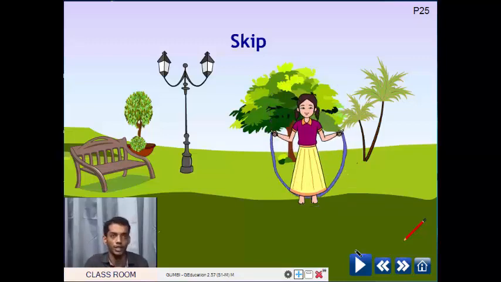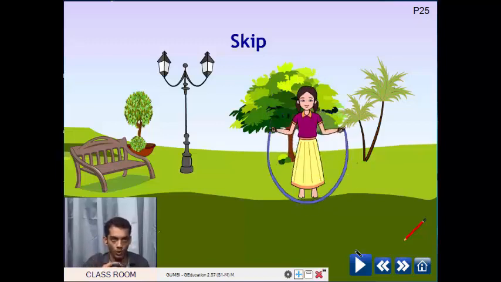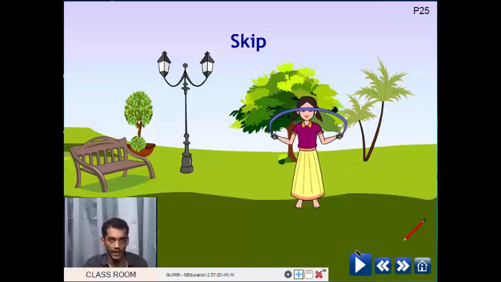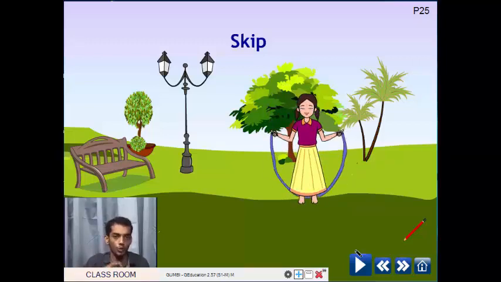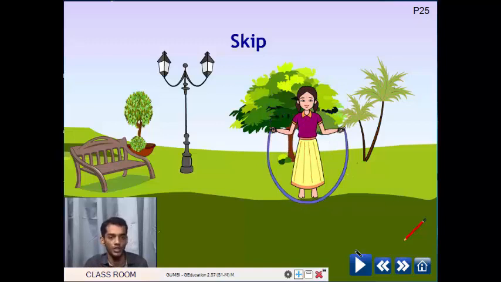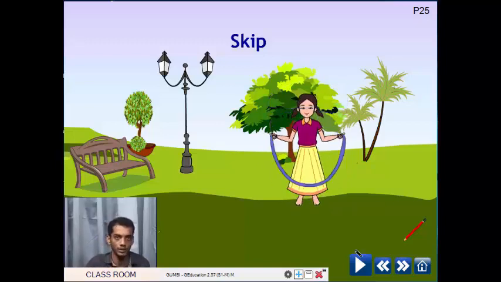Skip means to jump over a rope which is held at both ends by yourself.